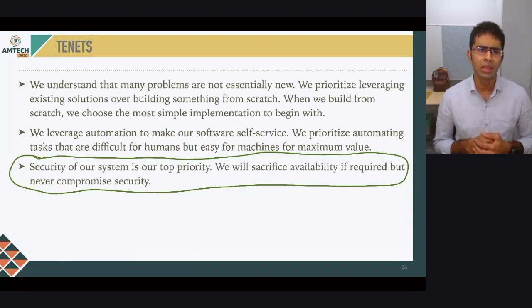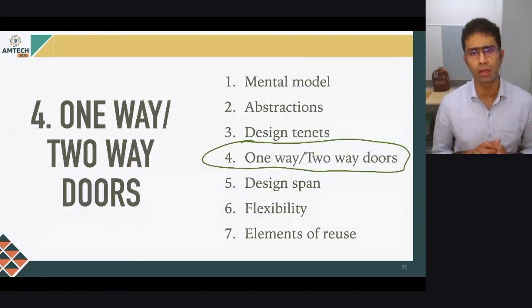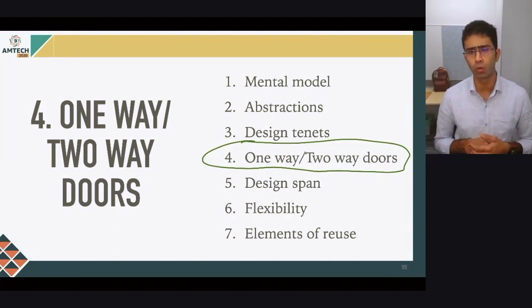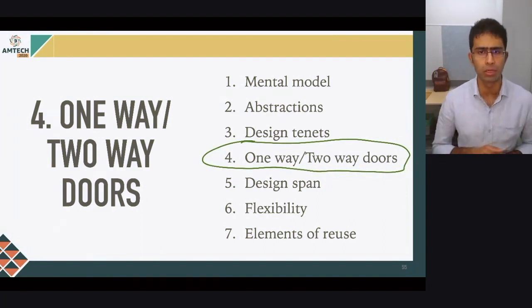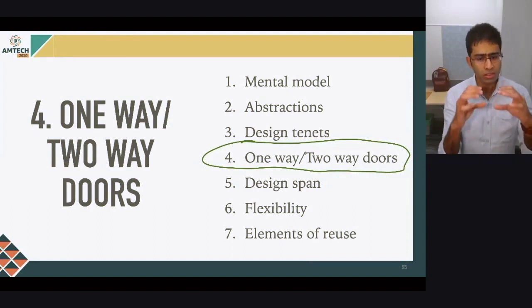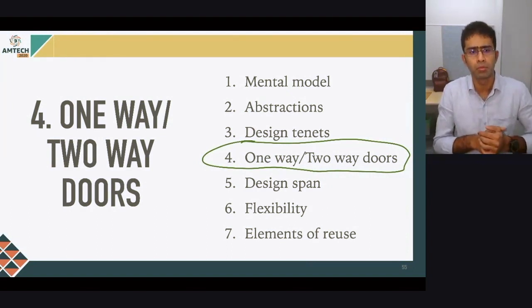So that's on tenets, right? And so with that, we've covered 3 things, and I'm now going to go on to the 4th thing, which is one-way, two-way doors. As a part of one-way, two-way doors, I'm talking about reversible and irreversible decisions. What is reversible versus irreversible? So you want to start looking for one-way, two-way doors throughout your design document and see which ones are there, right?